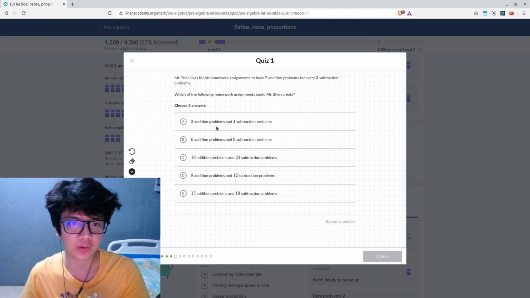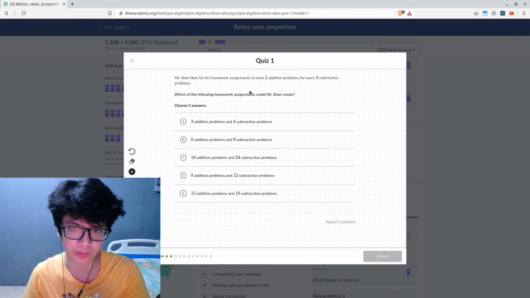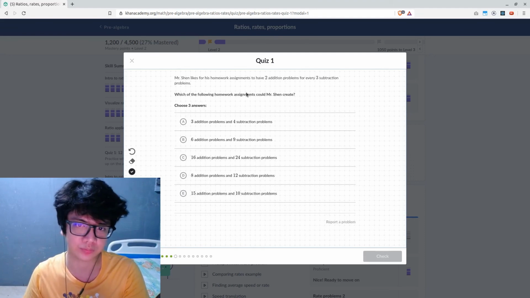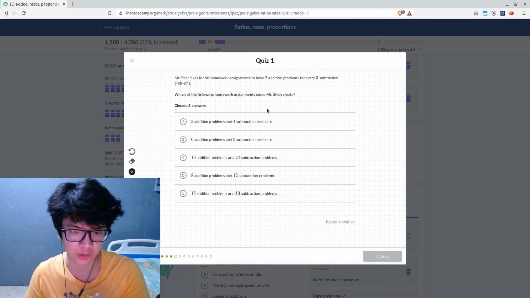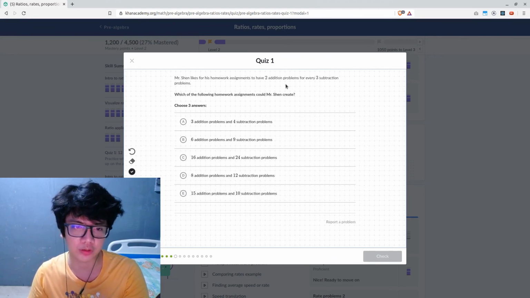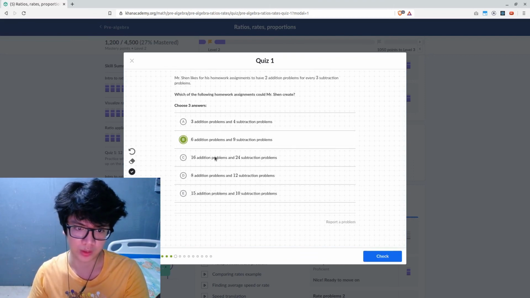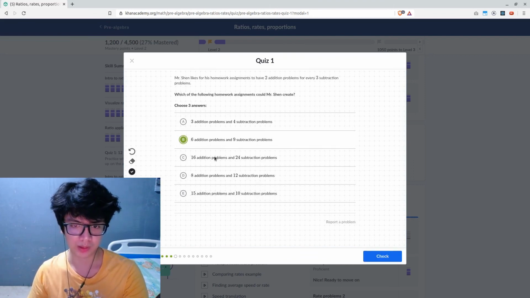Mr. Shen likes for his homework assignment to have 2 addition problems for every 3 subtraction problems. Which problem was sent to Mr. Shen? 2 additions for every 3 subtractions. No. Divide this by 3, so 2 as well. 16 is multiplied by 8.